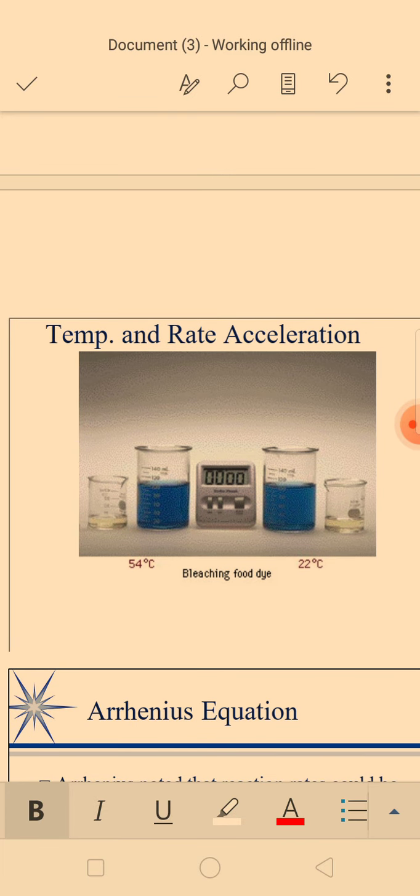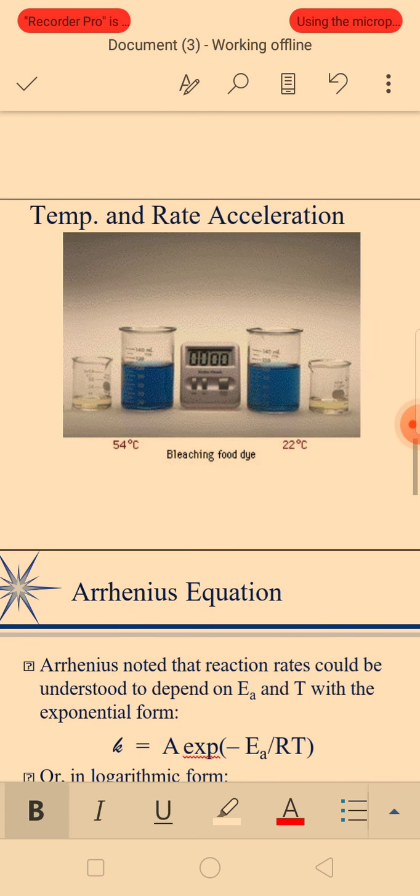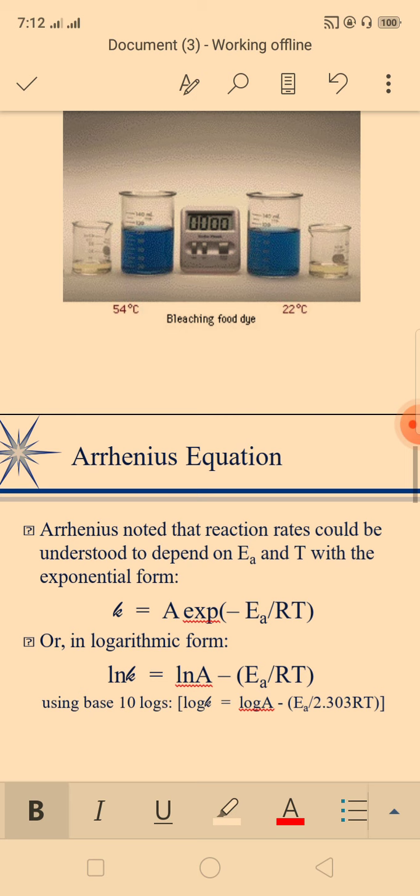Dear students, you know that by increasing temperature, we provide energy from an outside source to the reactant, and the fraction of the reactant that has energy equal to the energy of activation increases. They form the activated complex and change to the product. So generally, by increasing temperature, the rate of reaction also increases. Arrhenius noted the rate of reaction depends upon the energy of activation and absolute temperature in exponential form.